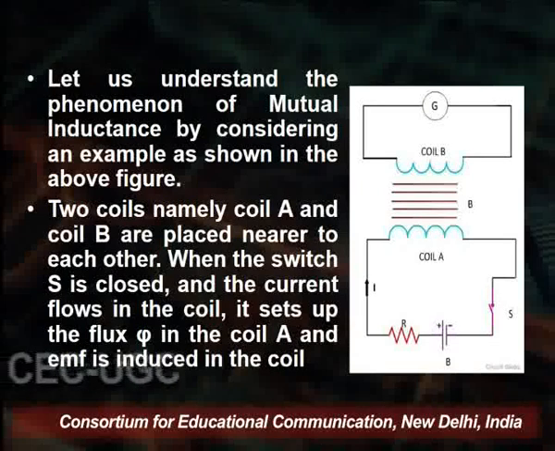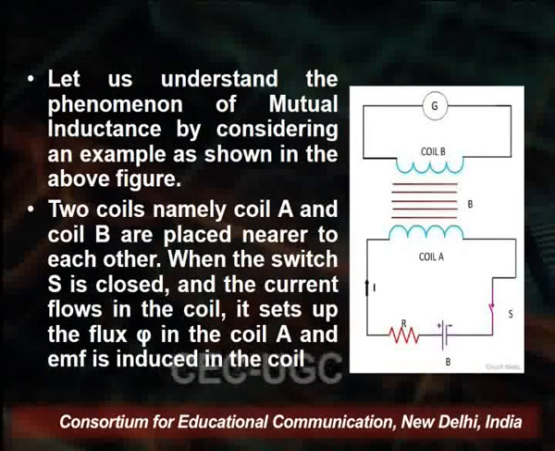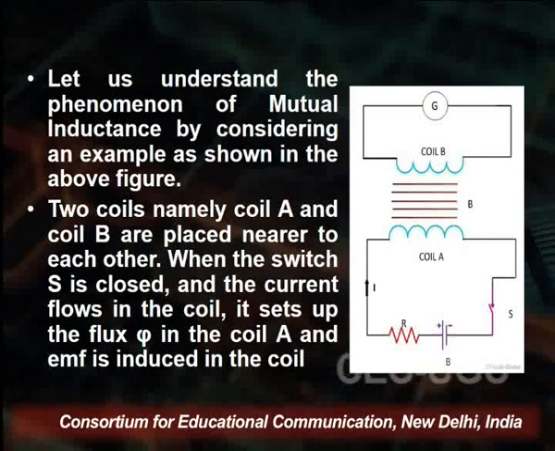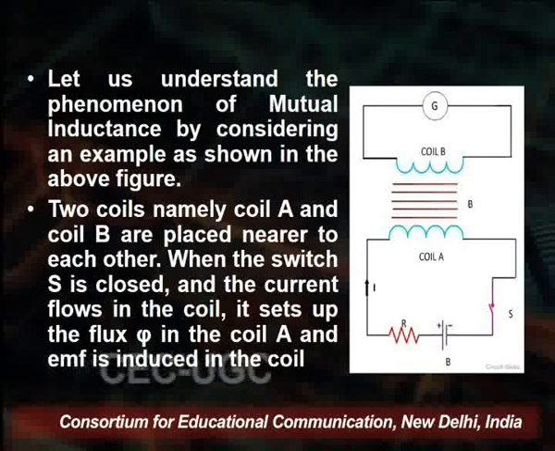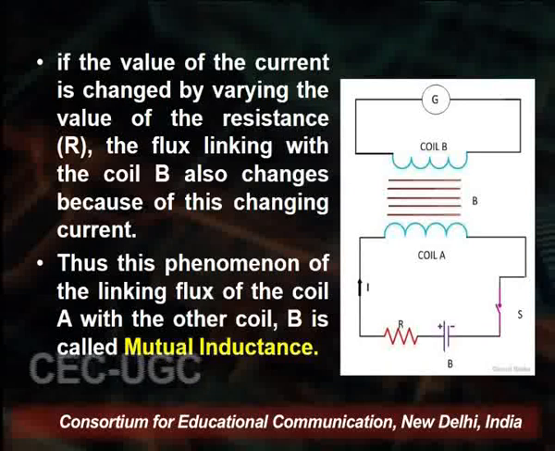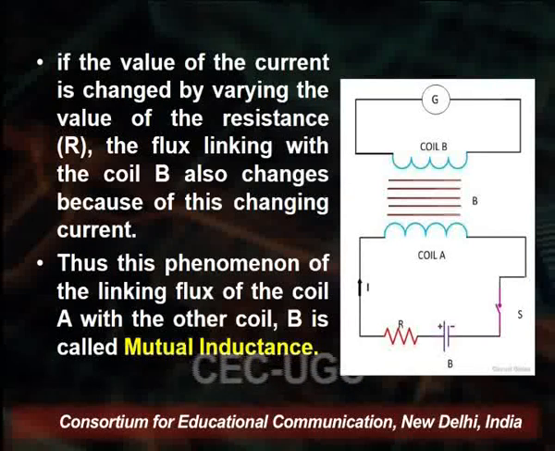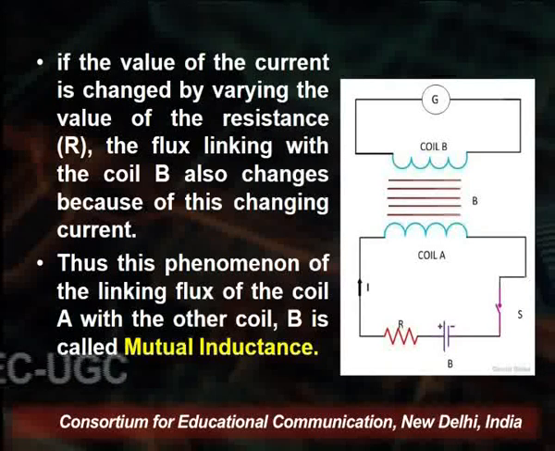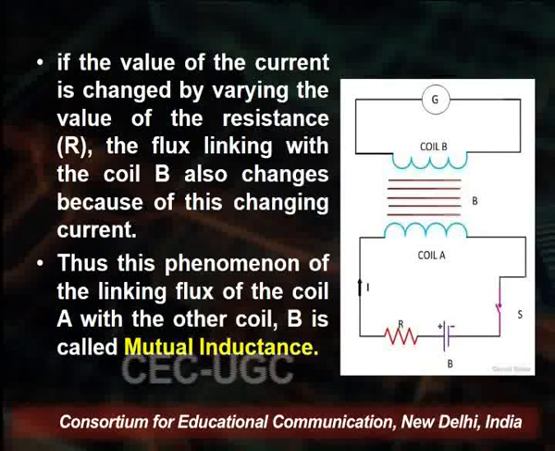As the current flows in the coil, it sets up the flux phi in coil A. The flux is produced in coil A, and an EMF is induced in coil A. Now if the value of the current is changed by varying the resistance R, the flux linking with coil B also changes because of this changing current.